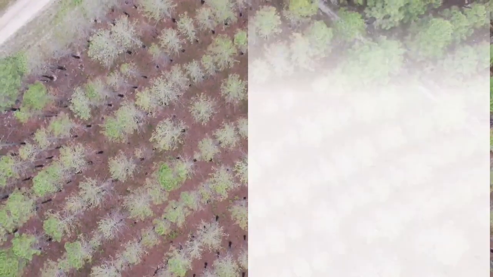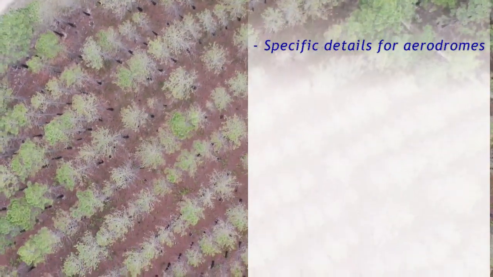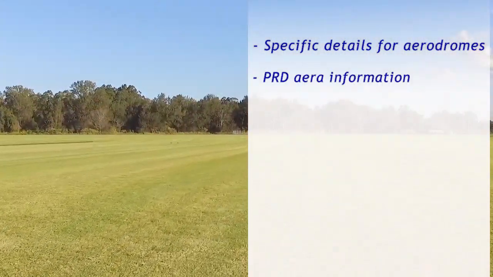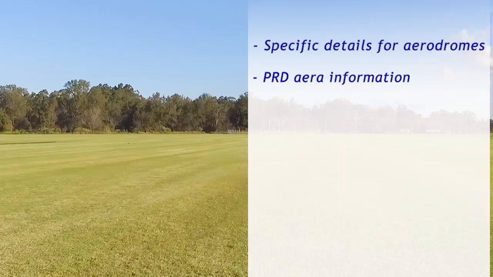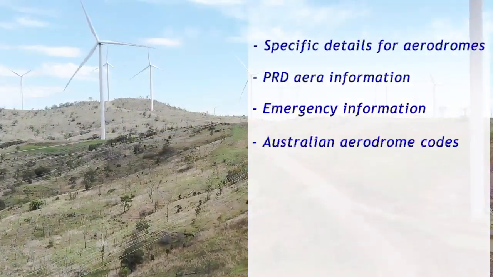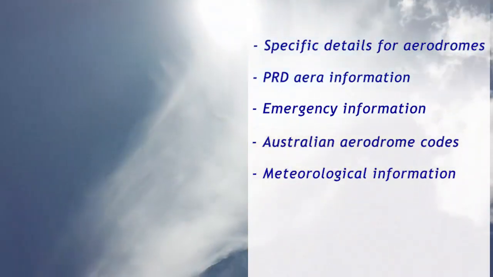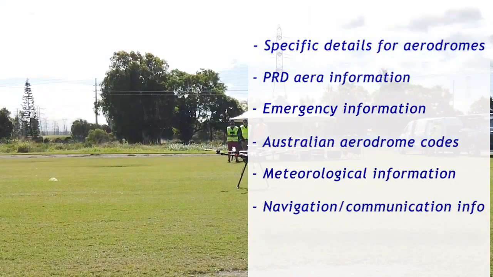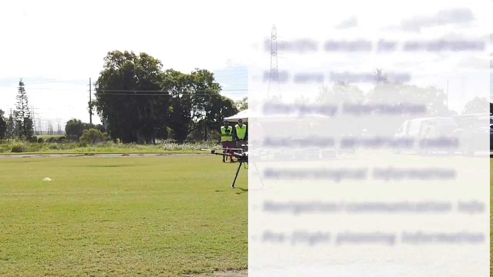Useful information that is contained in the ERSA includes specific details for licensed aerodromes in Australia, prohibited, restricted and danger or PRD area information, emergency information, Australian aerodrome codes, meteorological forecast information, navigation/communication information, and pre-flight planning information.